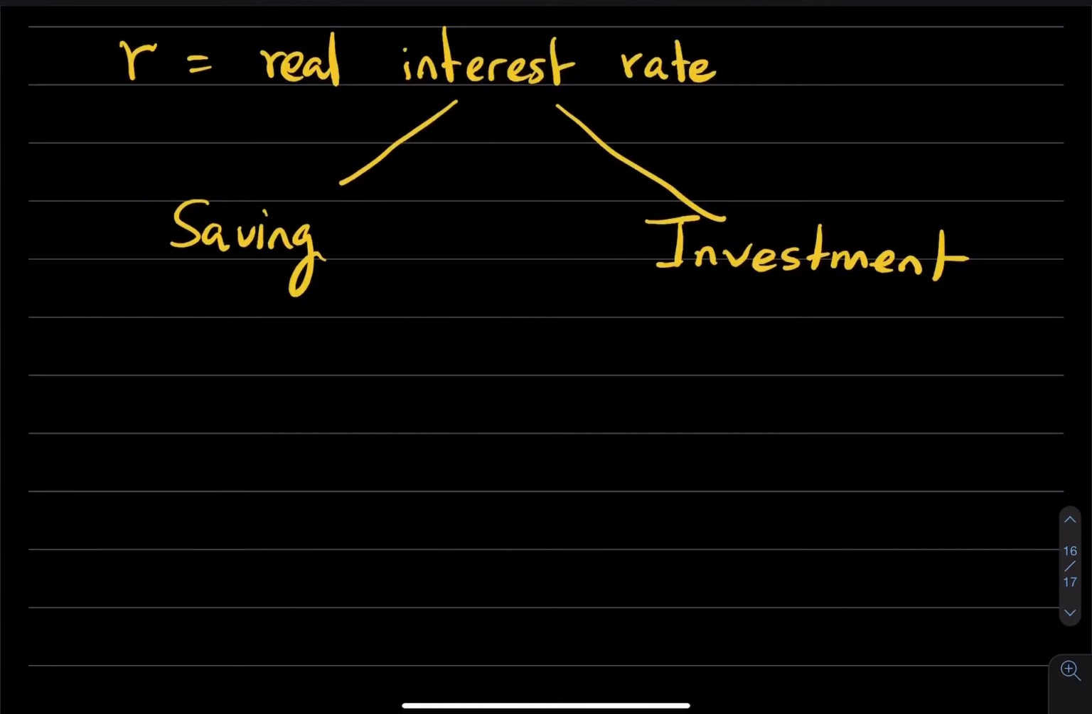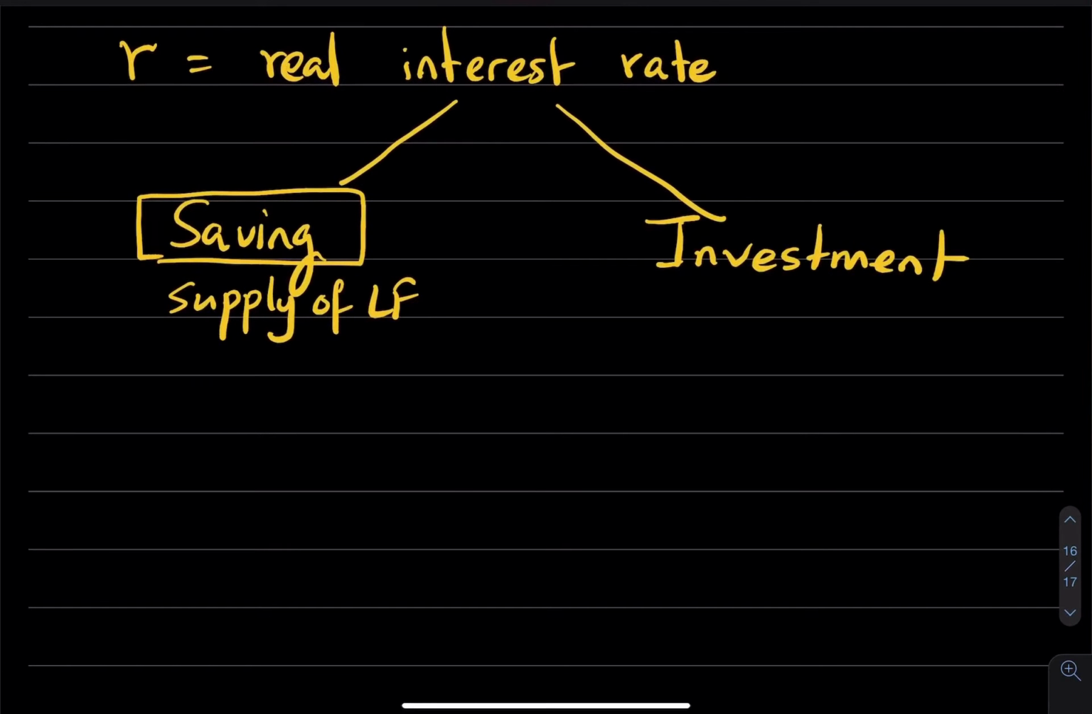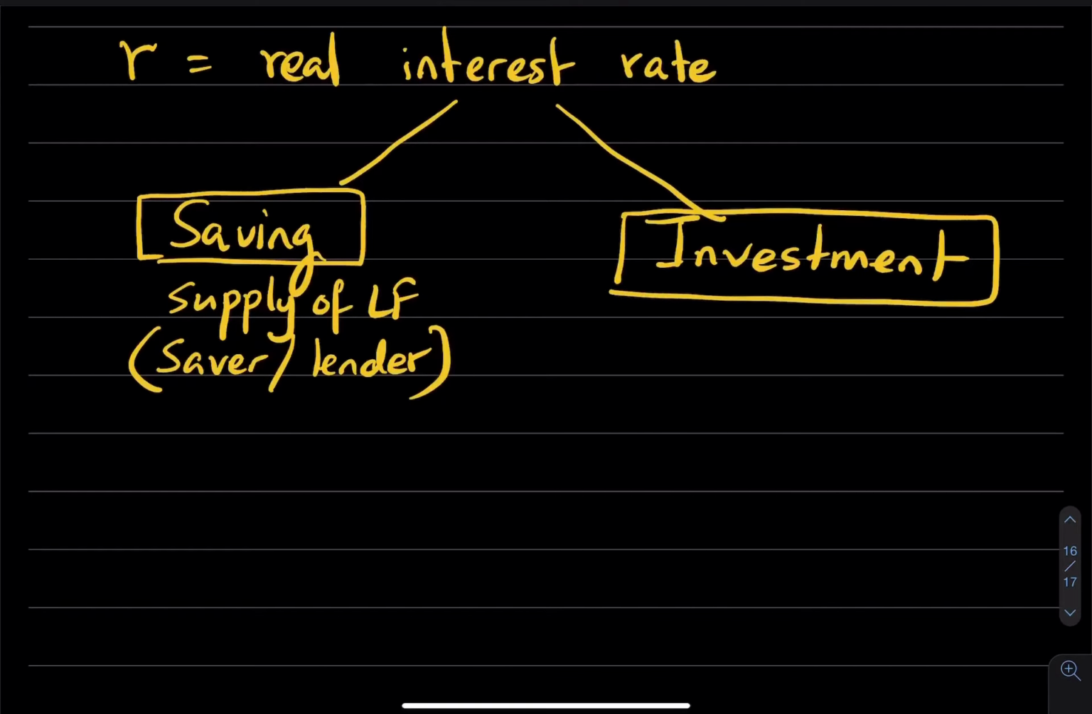So if we are thinking about saving, which is our supply side, supply of loanable funds, I would like you to think like a saver or a lender. Okay? And if we are thinking about investment, which is the demand for loanable funds, then I would like you to think like a borrower.